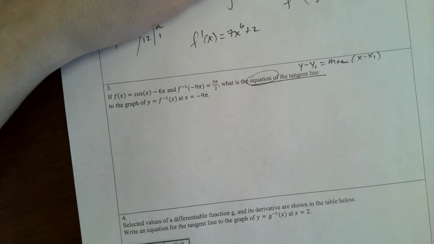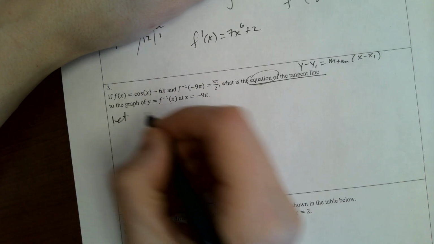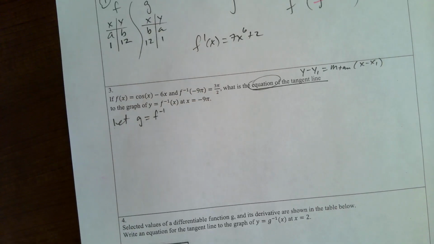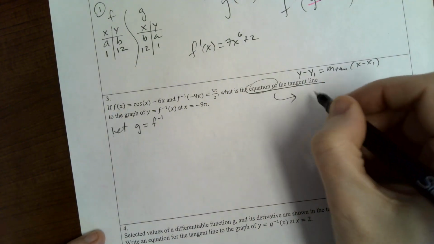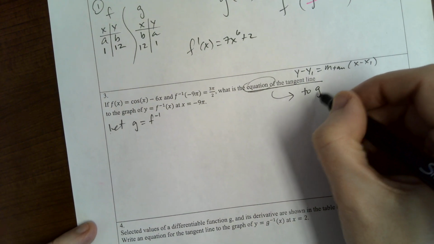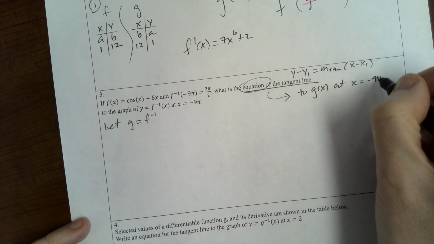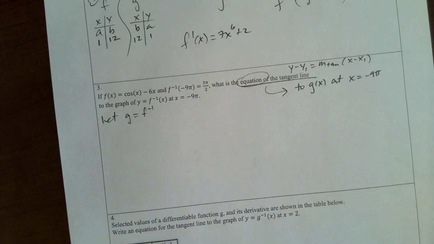Now I know I have this inverse relationship, so let me switch notation. I'm going to choose a letter they didn't use, g, and let that stand for the inverse of f. In that new notation, I need the equation of the tangent line to g of x at x equals negative 9 pi. So that's what I need.